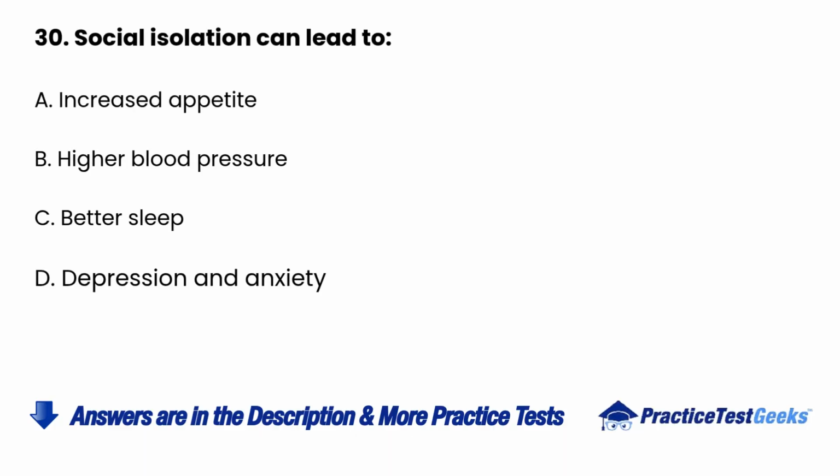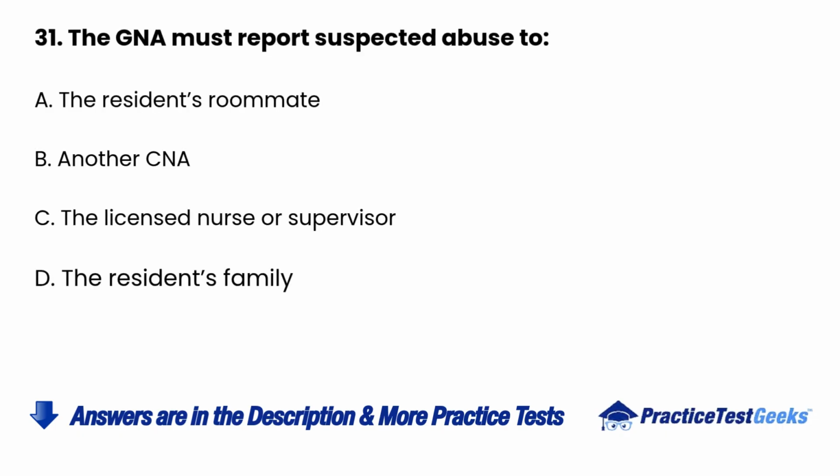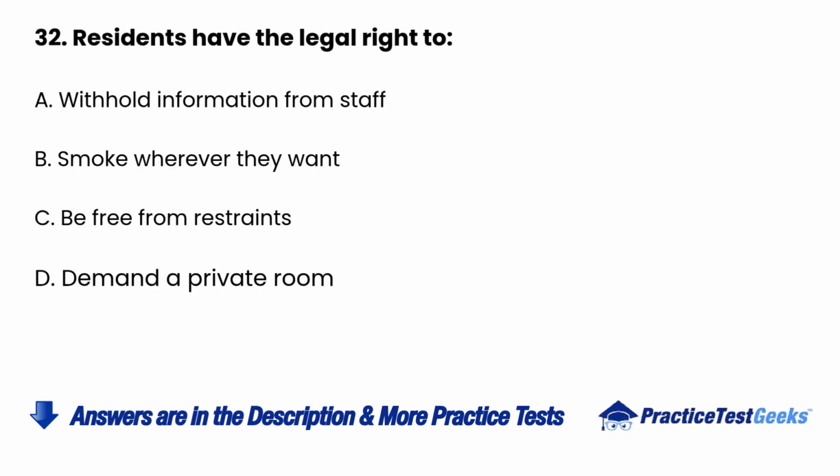30. Social isolation can lead to A. Increased appetite. B. Higher blood pressure. C. Better sleep. D. Depression and anxiety. 31. The GNA must report suspected abuse to A. The resident's roommate. B. Another CNA. C. The licensed nurse or supervisor. D. The resident's family.